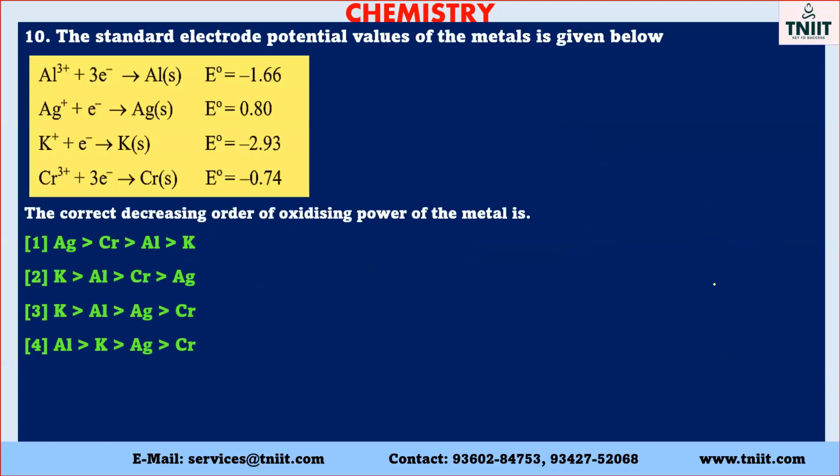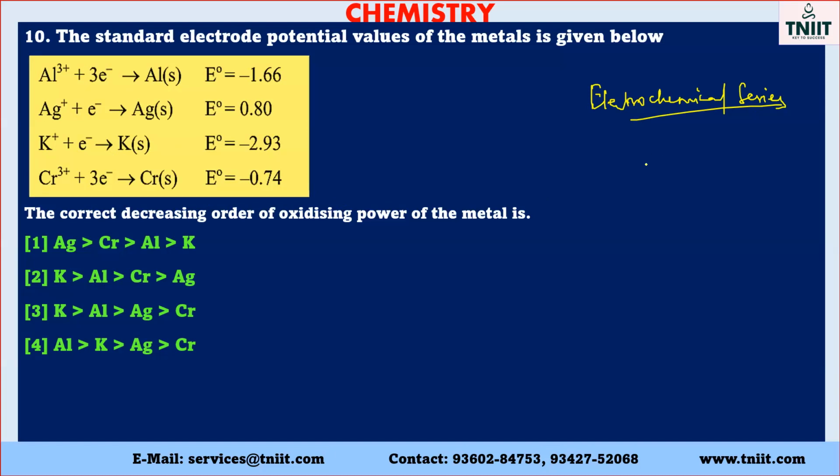The standard electrode potential value of metals is given below. Aluminium E0 value is minus 1.66. Silver is 0.80, potassium is minus 2.93, and chromium is minus 0.74. What is the correct decreasing order of the oxidizing power of the metal? Now, you should remember a term called the electrochemical series. This electrochemical series is also called the activity series.